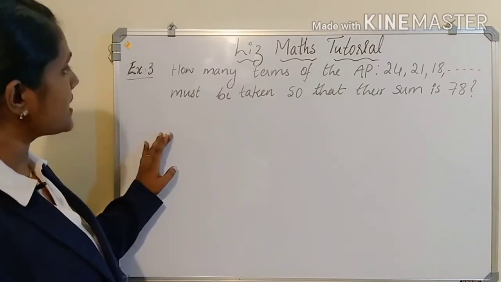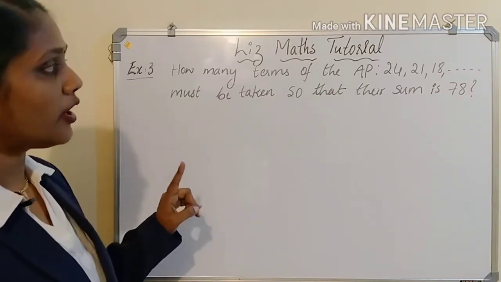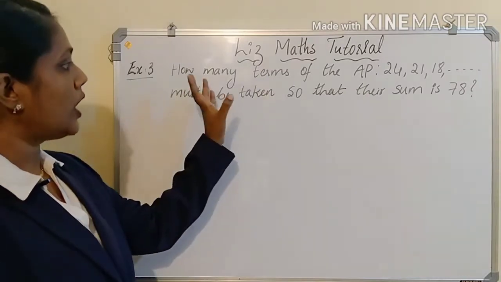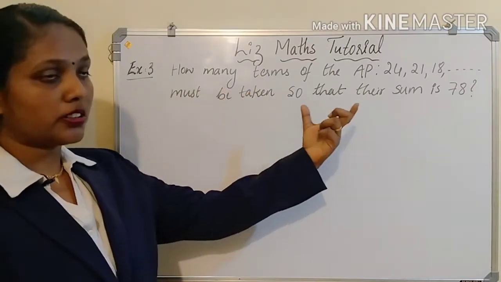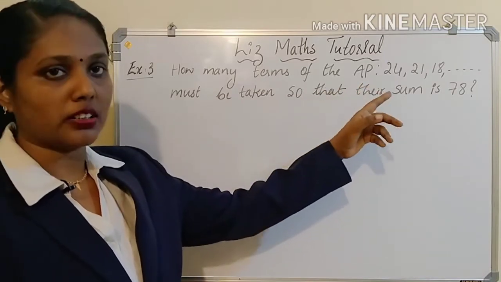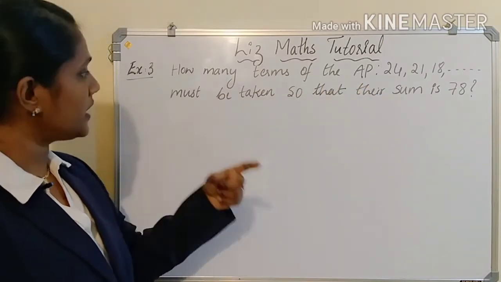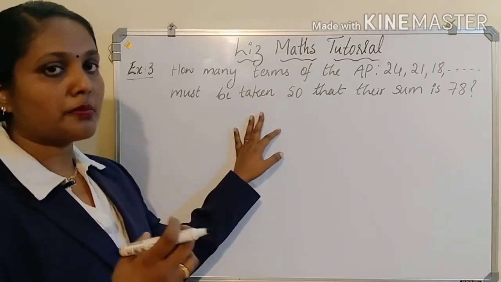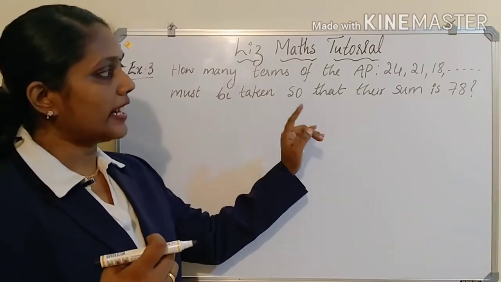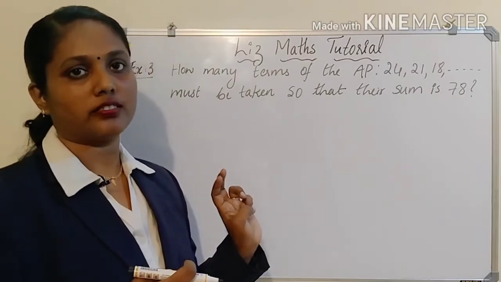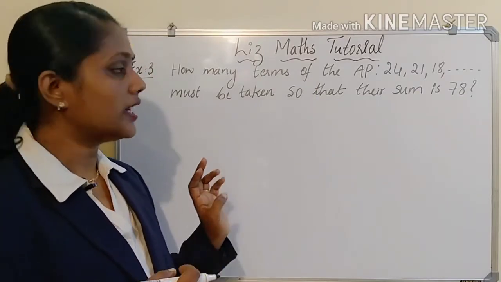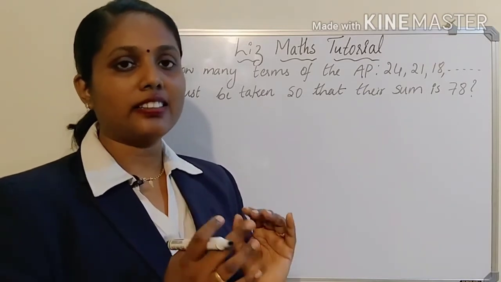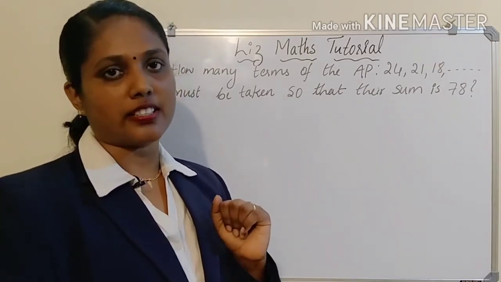See what the example says. How many terms of the AP, this AP is given, there are 3 terms given, how many terms must be taken so that their sum is 78. Hope you understood. See here, how many terms we have to take here to get the total sum as 78.